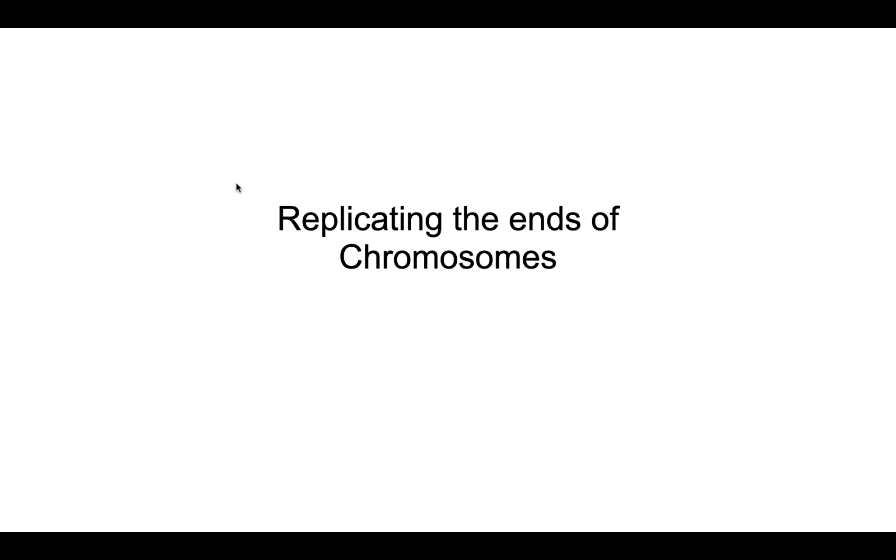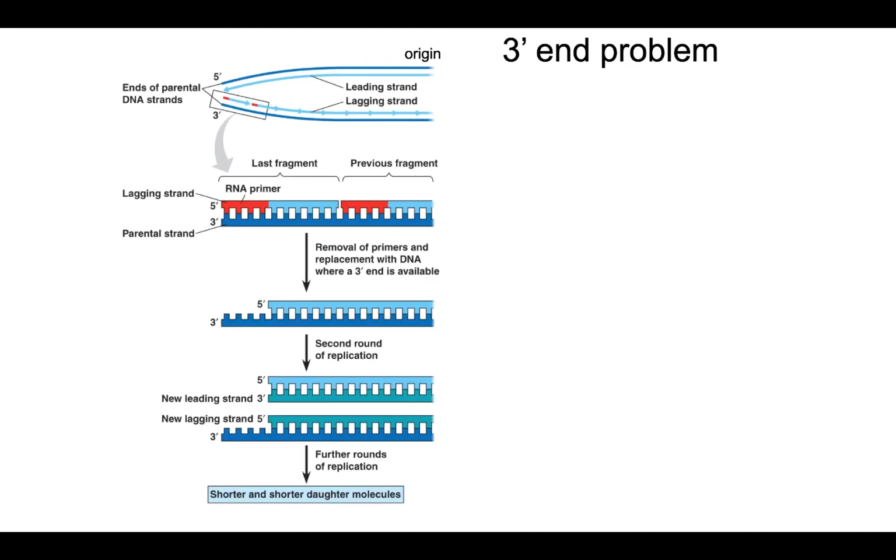In this video, we're going to look at the problem that cells have at replicating the ends of linear chromosomes. It's called the 3' end problem. If we take a look at the top image here, we're looking at the complete end of a chromosome. The dark blue are the parental strands, and the light blue are the new strands that are being made. So we're replicating this chromosome here.